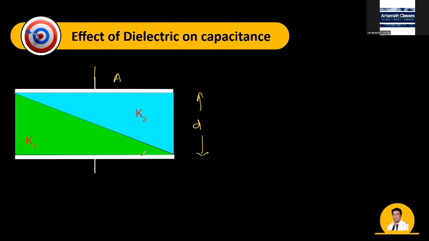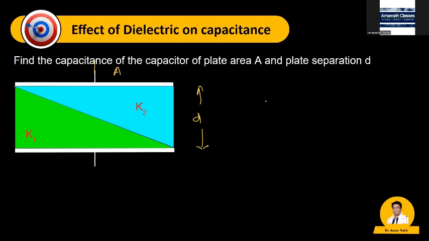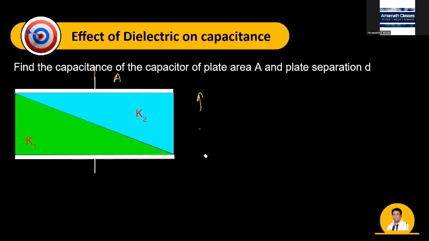So please think of the situation because we have to integrate it as a whole. Please think of the situation first and I'll discuss it. Find the capacitance of the capacitor of plate area A and plate separation D. Okay, let me derive. It will be a big integration. Anyway, what I do here, you see.